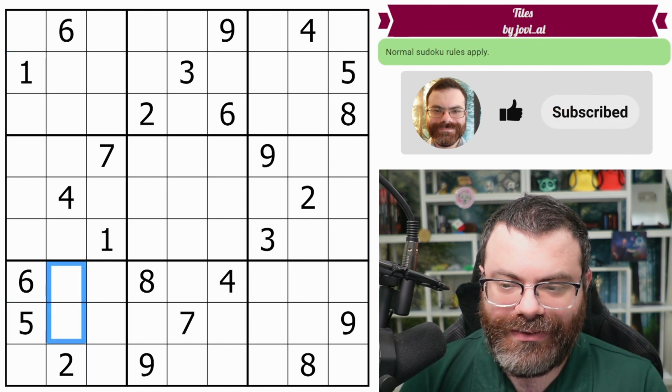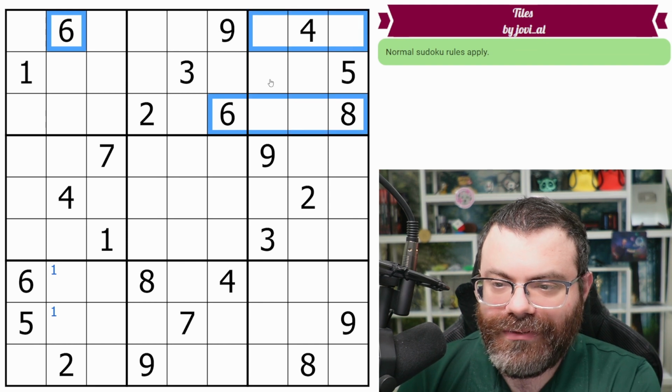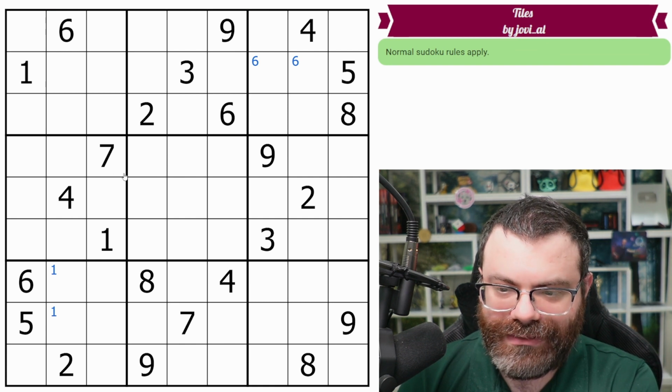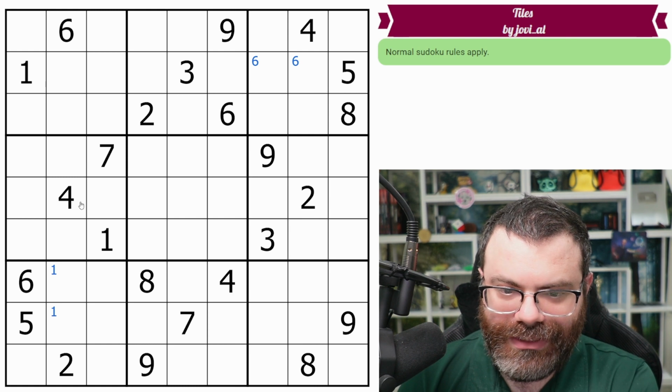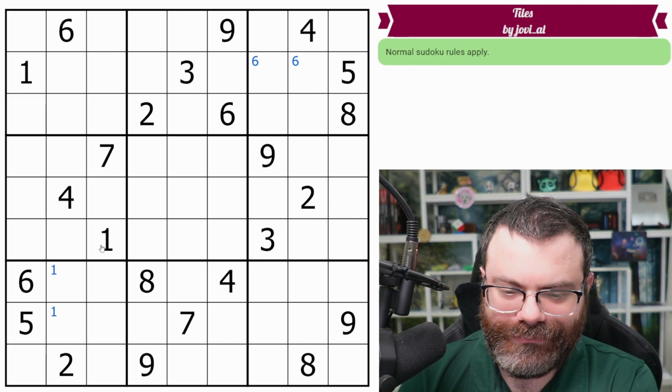Two 1s looking down. It's the first thing I saw. Don't know why. Two 6s looking over puts a 6 over here. 1, 2. So 4, 5, 8. Okay, 1, 4, 7. 2, okay, there's really nothing to find here. We don't have like a hidden... Okay, 4 is in one of these two. That's not super helpful. 2, 5, 6.